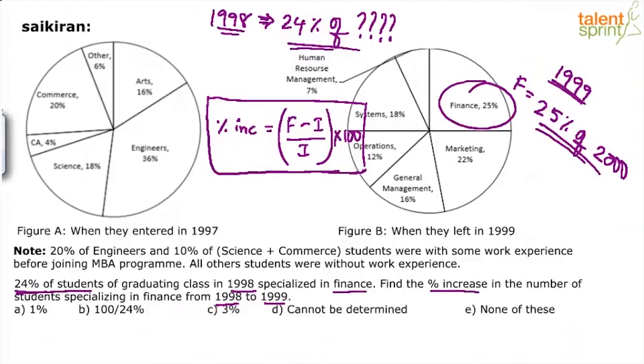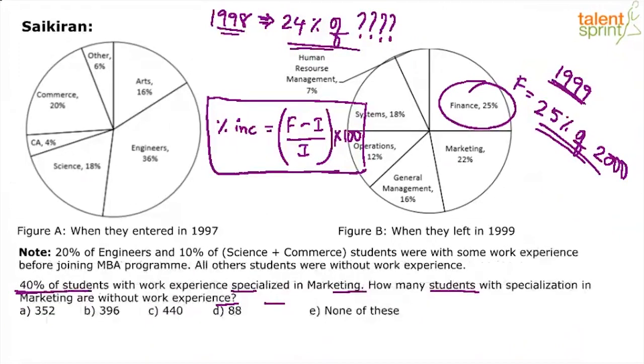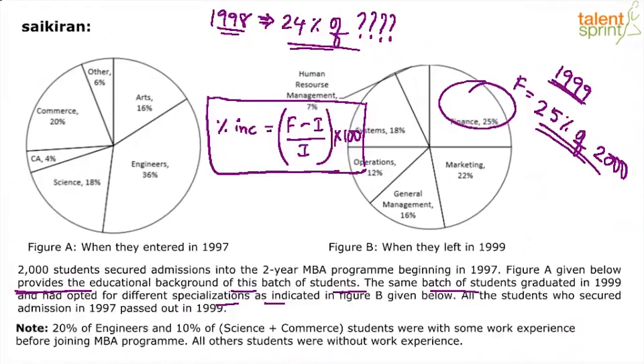Remember, if you go back to the introduction slide, which I'm sure you will do, when you're solving it in the exam, you'll have the data available with you. But if you look at the intro slide, what did it say? It said 2000 students. Let me highlight this. It said 2000 students secured admissions in the 2-year MBA program beginning in 1997.